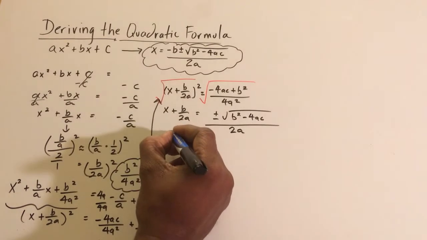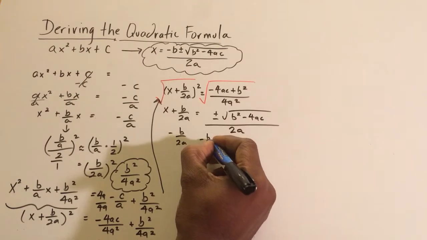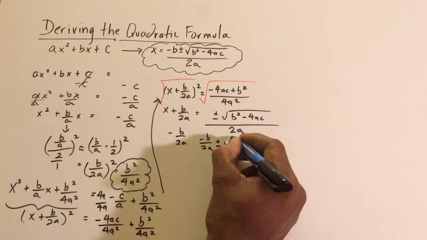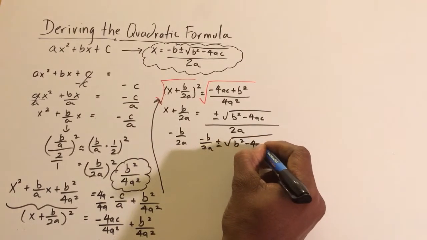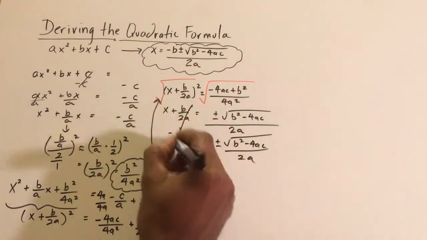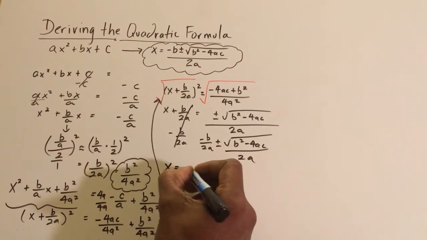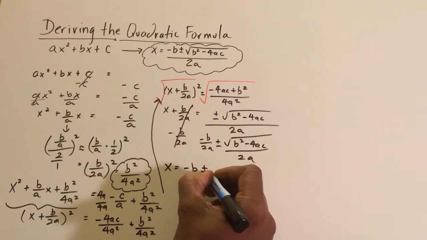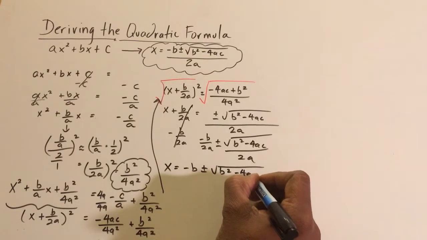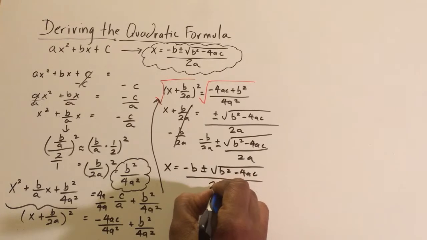Now, we can subtract the b over 2a from the left and put it over to the right, and I like to put that in front of the plus or minus sign. And there we have the square root of b squared minus 4ac over 2a. Now, those cancel, and that leaves us with x equals minus b plus or minus the square root of b squared minus 4ac, and I'm going to write it all with the common denominator of 2a.